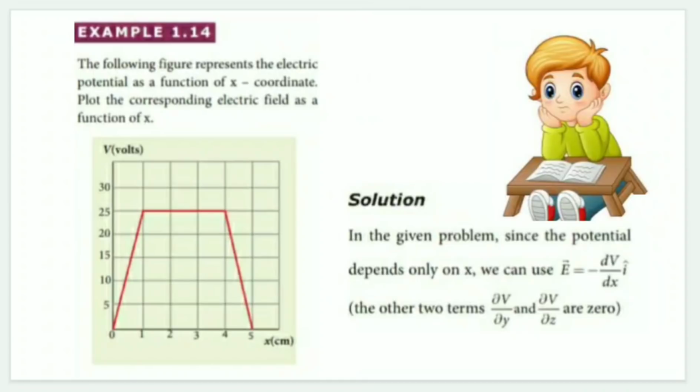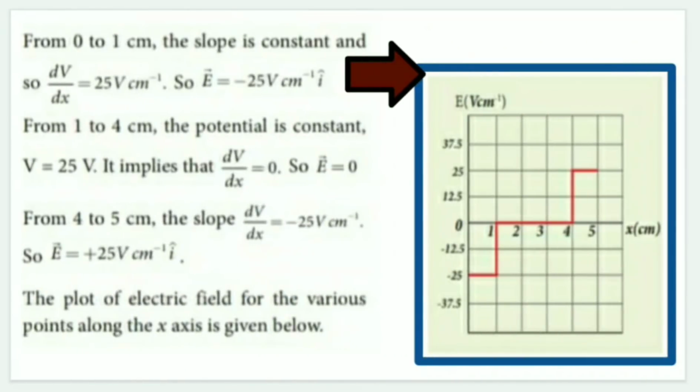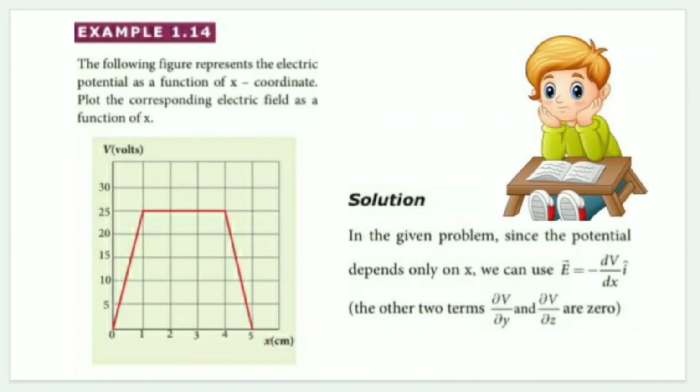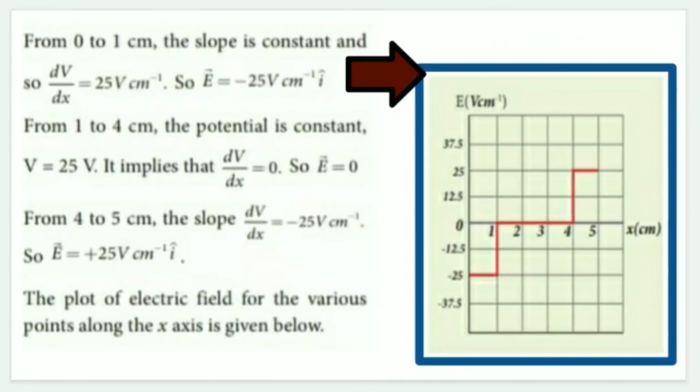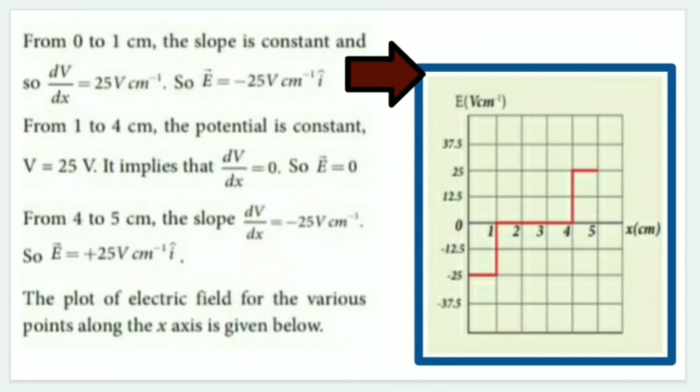We are considering only the x component here. So E vector is minus dV by dx i cap now. Okay, now look at from 0 to 1, the slope is constant, that is dV by dx is 25 actually. So if dV by dx is 25, what is E then? It is minus dV by dx. So it should be minus 25 volt per centimeter i cap.